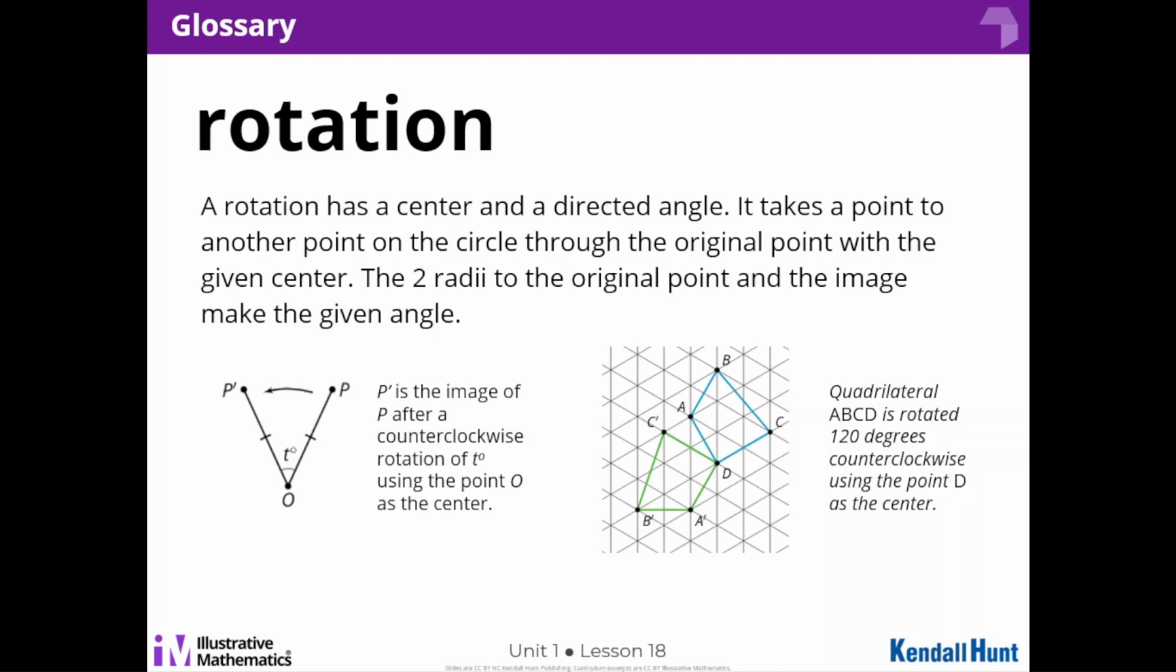On the bottom right there, we have two quadrilaterals. Point D is our center point that they're rotating around. ABCD is the original. It rotates 120 degrees counterclockwise, creating the green quadrilateral A prime, B prime, C prime, D. D is the center point. It stays the same.